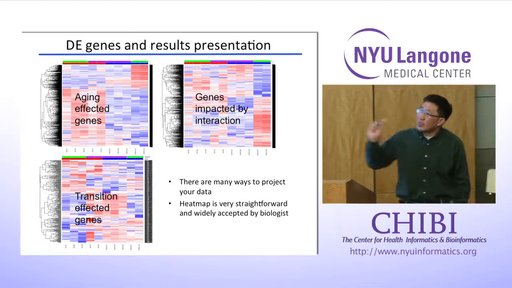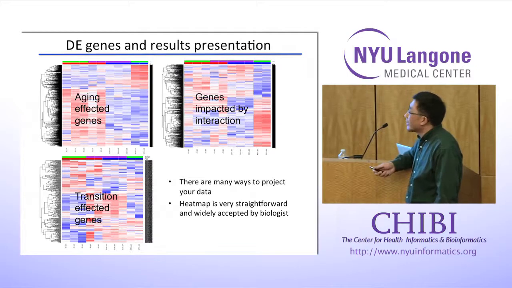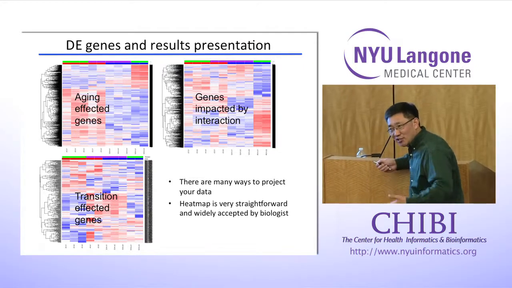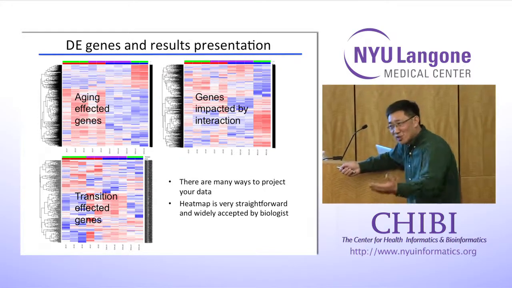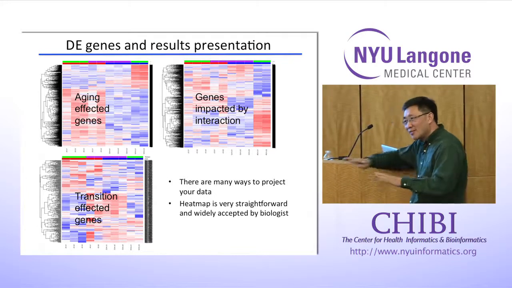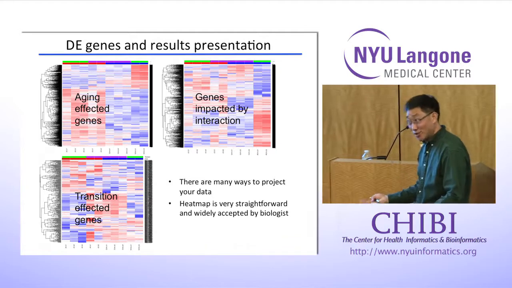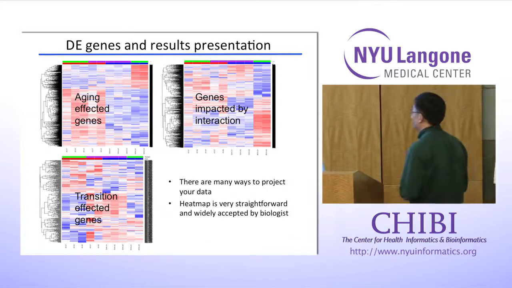Then you end up with this type of gene list. I can tell the first gene list is aging-related genes, pure aging genes. These are basically transition-related genes. These genes really have something to do with aging and also with the transition. We call this the interaction term. Okay.